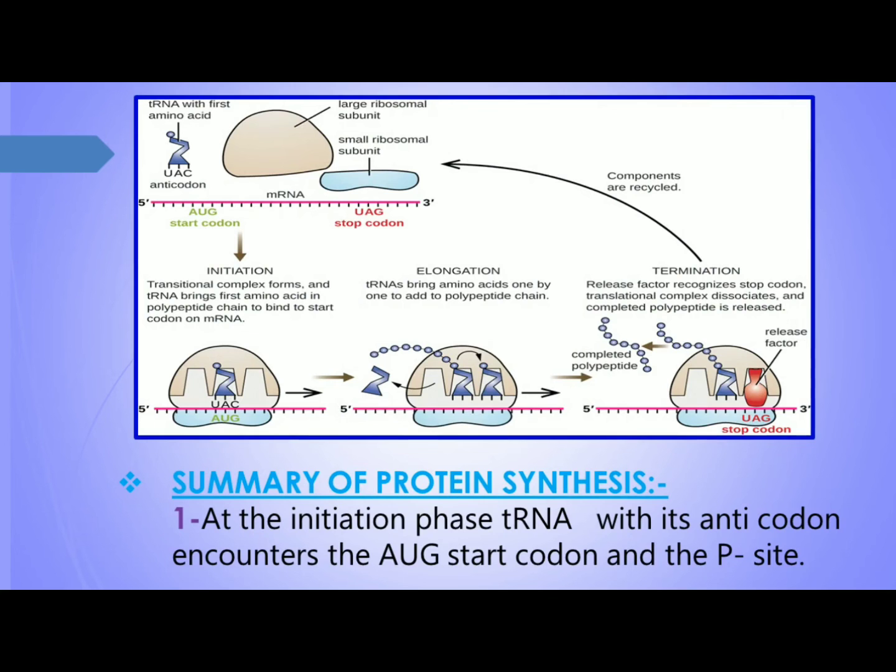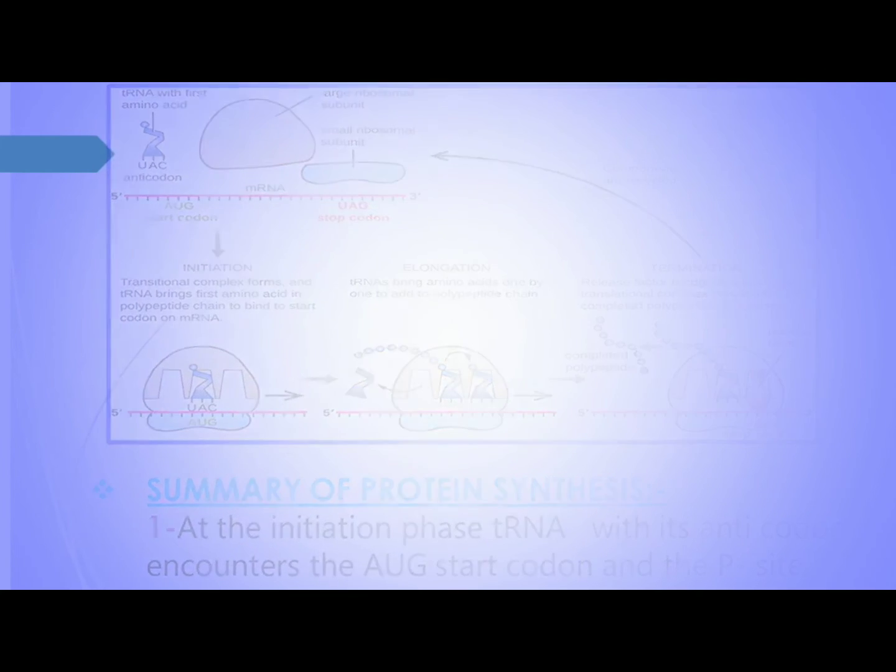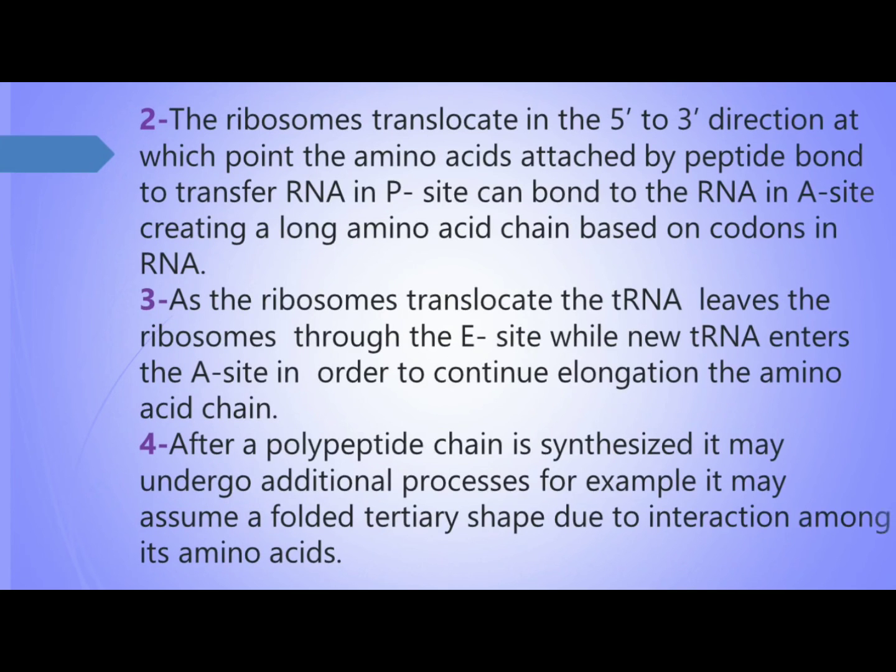Summary of protein synthesis. At the initiation phase, the tRNA with its anticodon encounters the AUG start codon at the P site. The ribosome translocates in the 5' to 3' direction, at which point the amino acid attached by a peptide bond to the transfer RNA in the P site can bond to the tRNA in the A site, creating a long amino acid chain based on the codons in the mRNA. As the ribosome translocates, the tRNA leaves the ribosome through the E site, while a new tRNA enters the A site in order to continue elongating the amino acid chain.